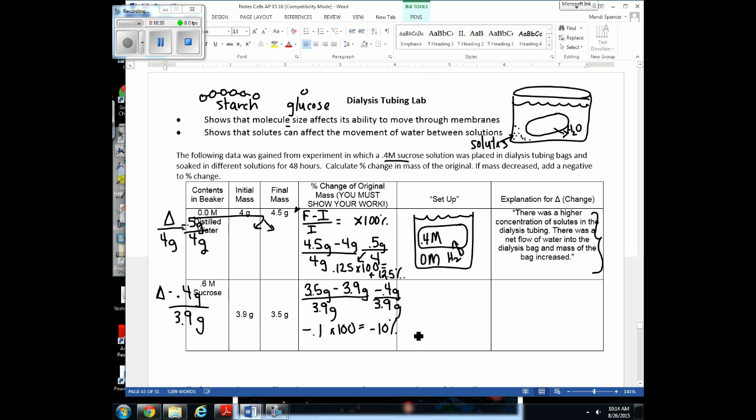Just diagramming what this looks like. So if I give you a scenario, sometimes it helps students to diagram it. So again, in this situation, we have a 0.6 solution on the outside. We're putting that 0.4 molar solution inside. You know that water should move out because there's a higher solute concentration in the outside solution. And then you should be able to explain that.